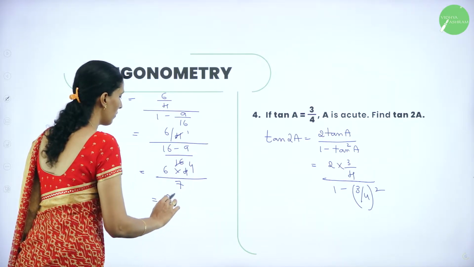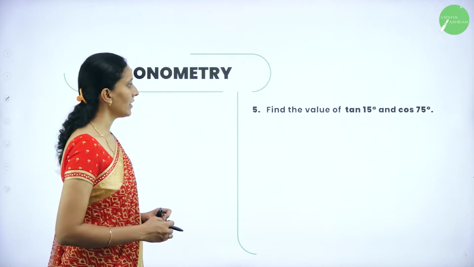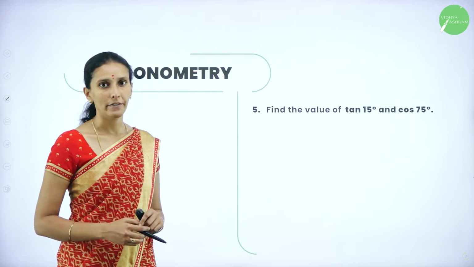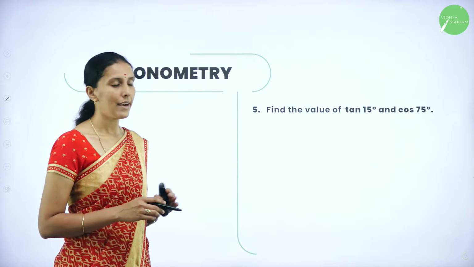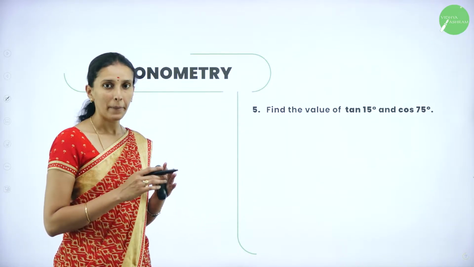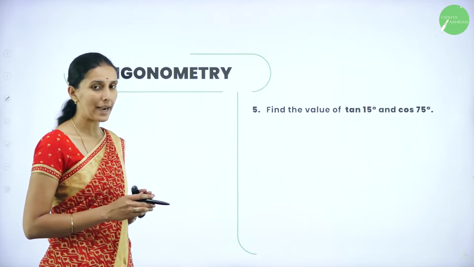So it is 24 divided by 7. Next question, find the value of tan 15 and cos 75. As I said, since we don't know the exact or standard value of 15 and 75, we can write this in the form of sum or difference of any two standard angles.